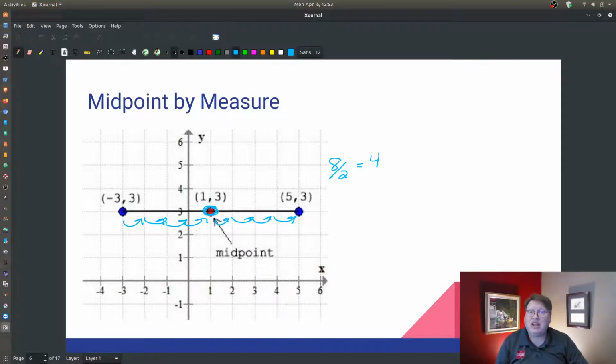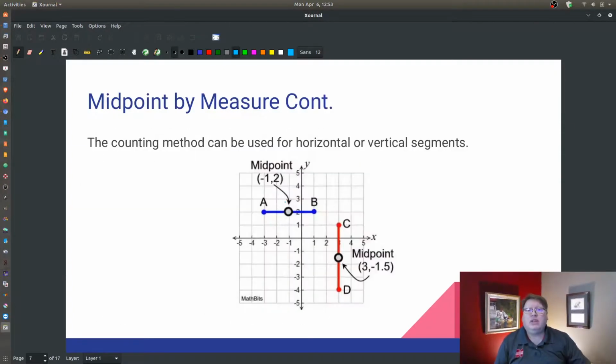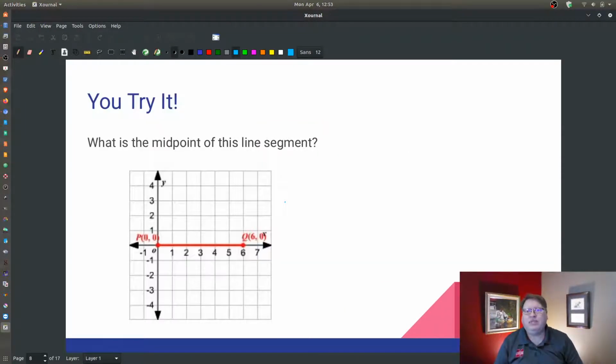Because on the other side, the other segment has a length of 1, 2, 3, 4 units also. And that applies to segments that are horizontal. It also applies to segments that are vertical. I can easily count the lengths of those segments, then divide by two, and then count that many units from the endpoint.